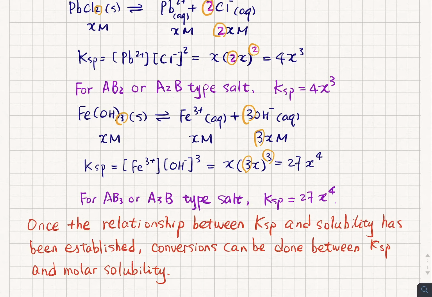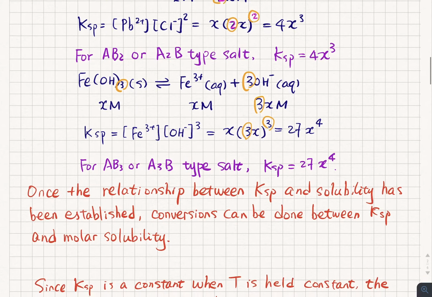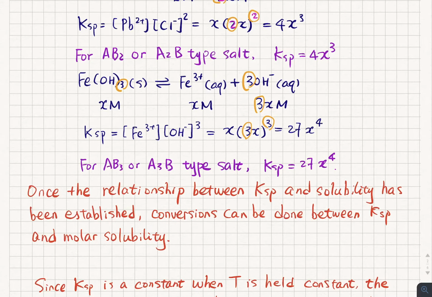So once you identify what kind of salt you have, the relationship between the Ksp and the solubility can be established, and you can convert between Ksp and molar solubility back and forth. If they're asking you about any unit that's not molarity, then once you get the molarity from Ksp, you can convert the molarity to whatever unit you need.